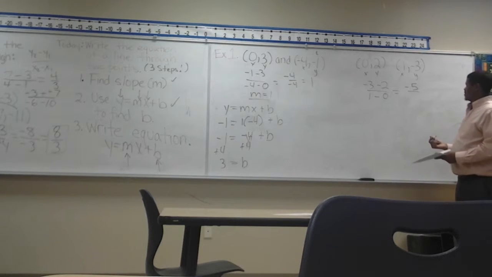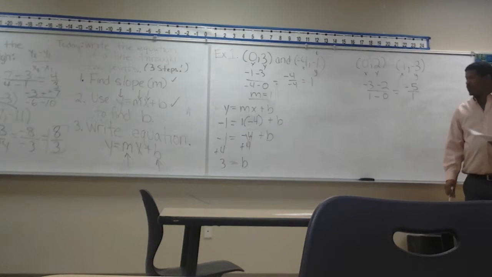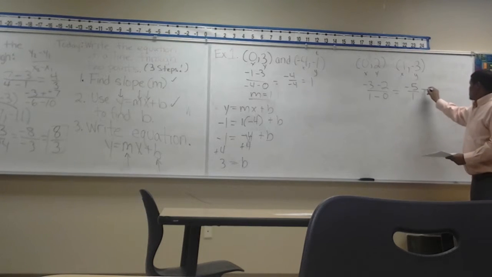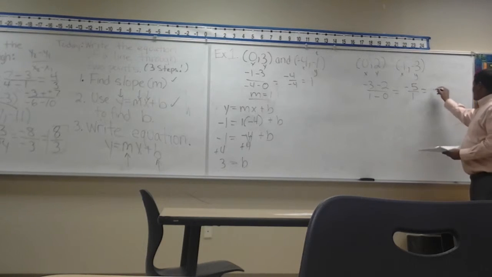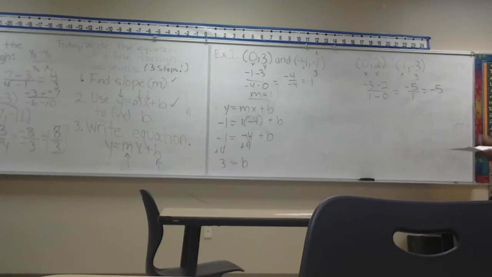1 minus 0? 1. You had $1, you spent nothing. Will this divide even? Will negative 5 divide by 1? Yeah. What is negative 5 divided by 1? Negative 5. This is like the most improved table. You guys come a long way. Nice job. I'm being very serious. Equals M. So M is negative 5, right? Here we go. Step 1 is done.